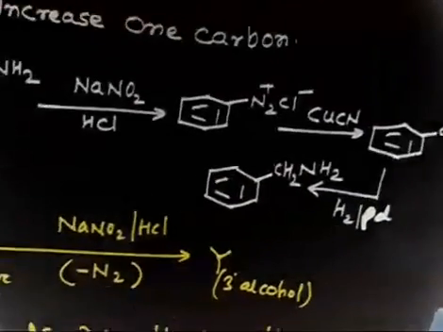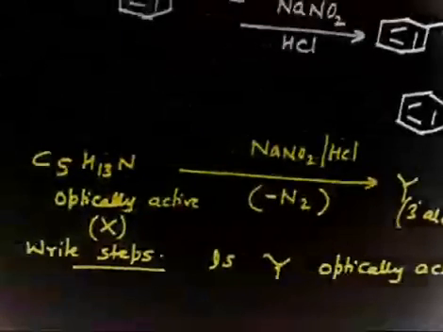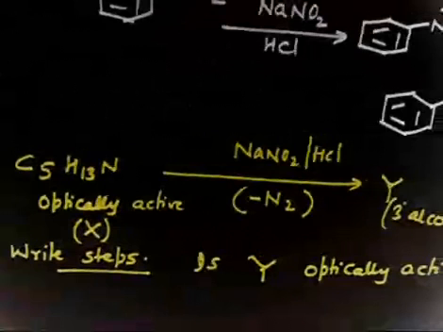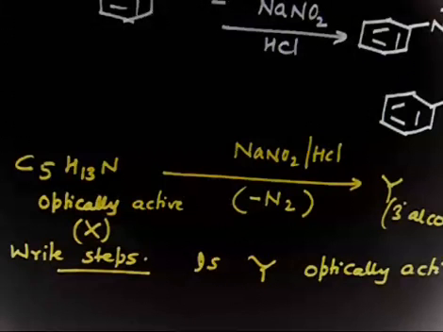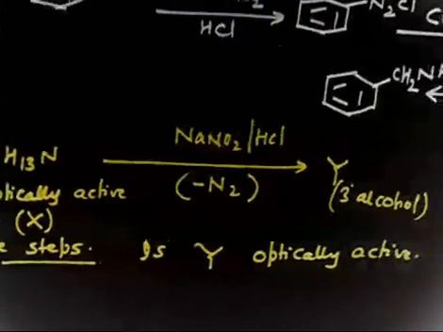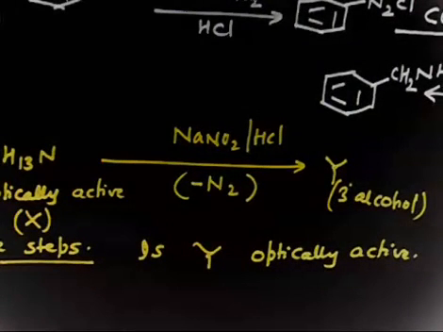Let us discuss this problem. This is again quite an easy problem. The question says we have C5H13N, and this compound is optically active. Let us call this compound X. Now this compound is treated with NaNO2, HCl, and the question also says there is a loss of one N2 molecule.